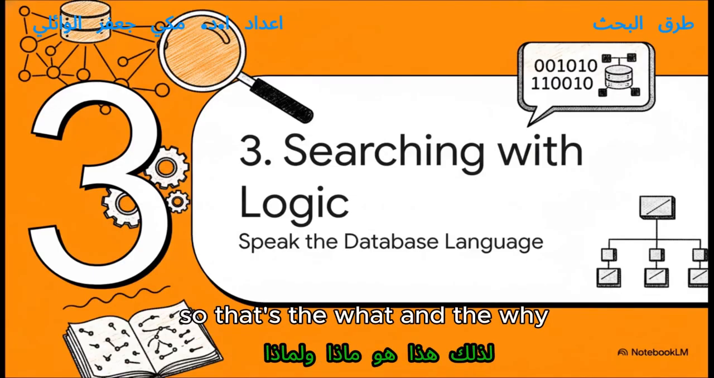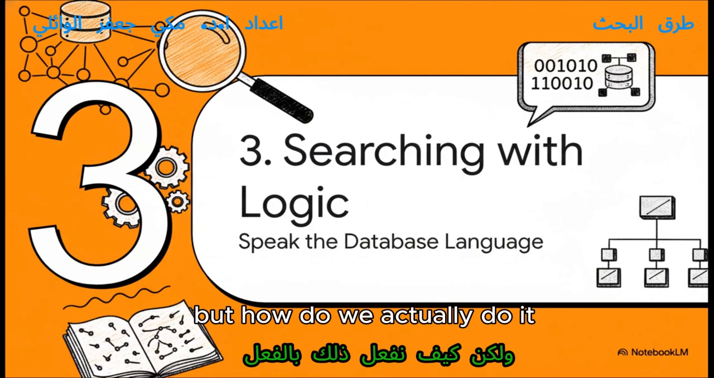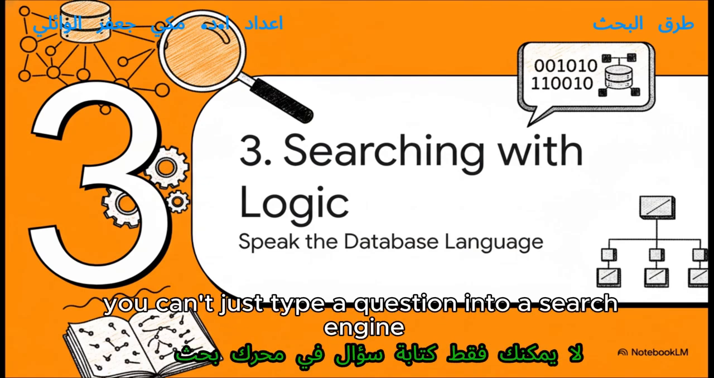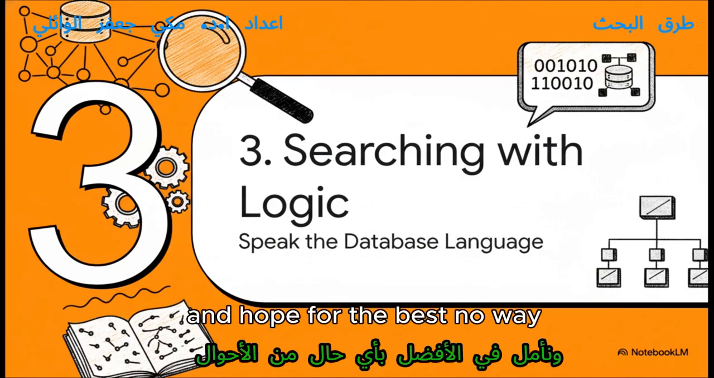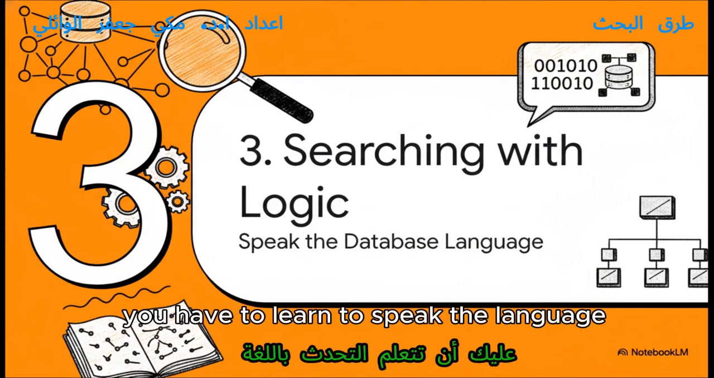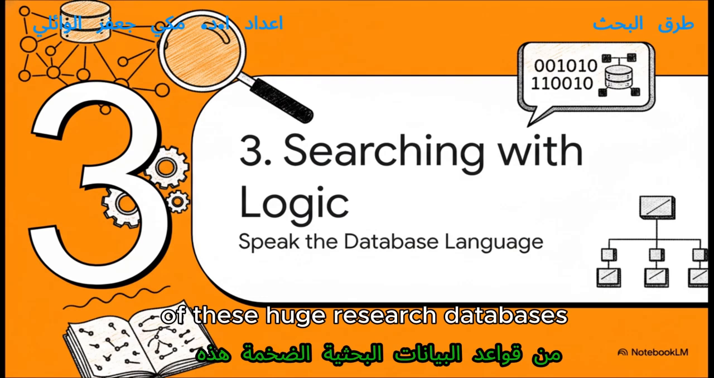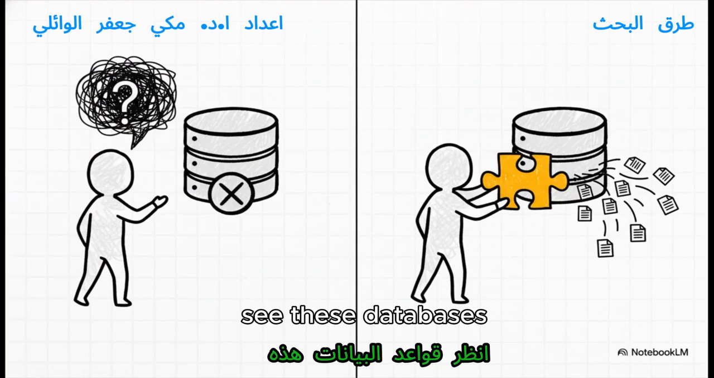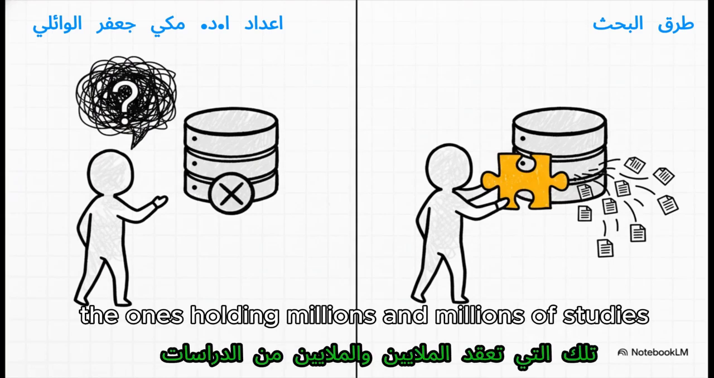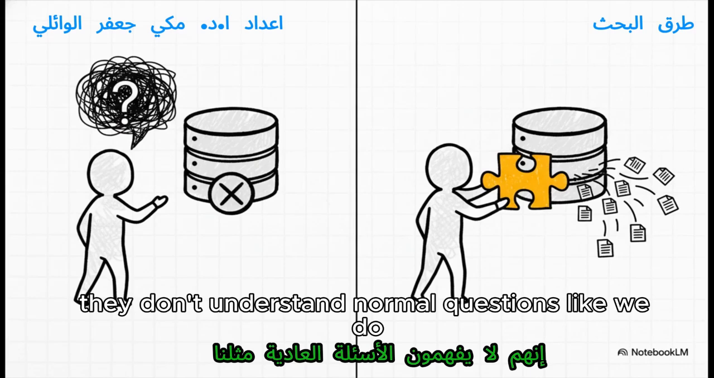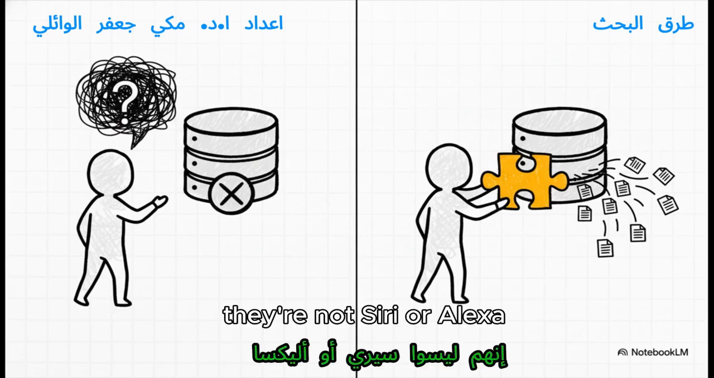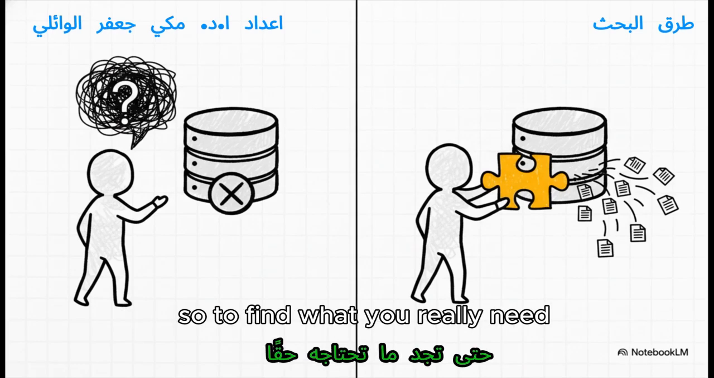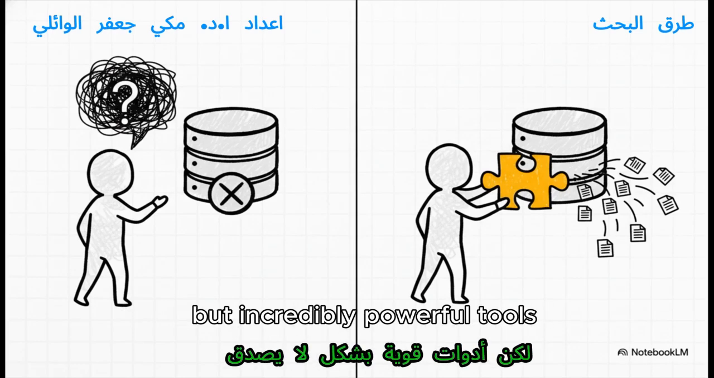Okay, so that's the what and the why. But how do we actually do it? To build a proper SLR, you can't just type a question into a search engine and hope for the best. No way. You have to learn to speak the language of these huge research databases. You've got to learn to search with logic. See, these databases, the ones holding millions and millions of studies, they don't understand normal questions like we do. They're not Siri or Alexa. They speak a language of pure, cold logic. So to find what you really need, you have to use a set of simple but incredibly powerful tools.